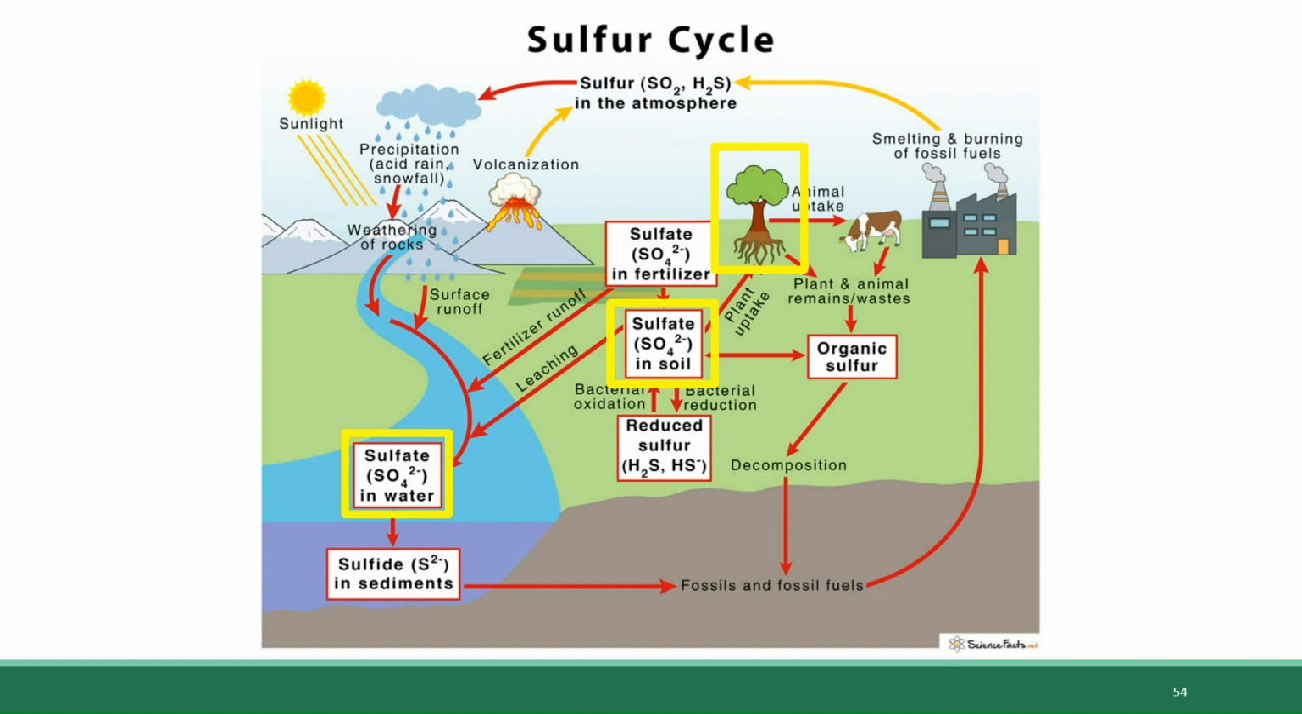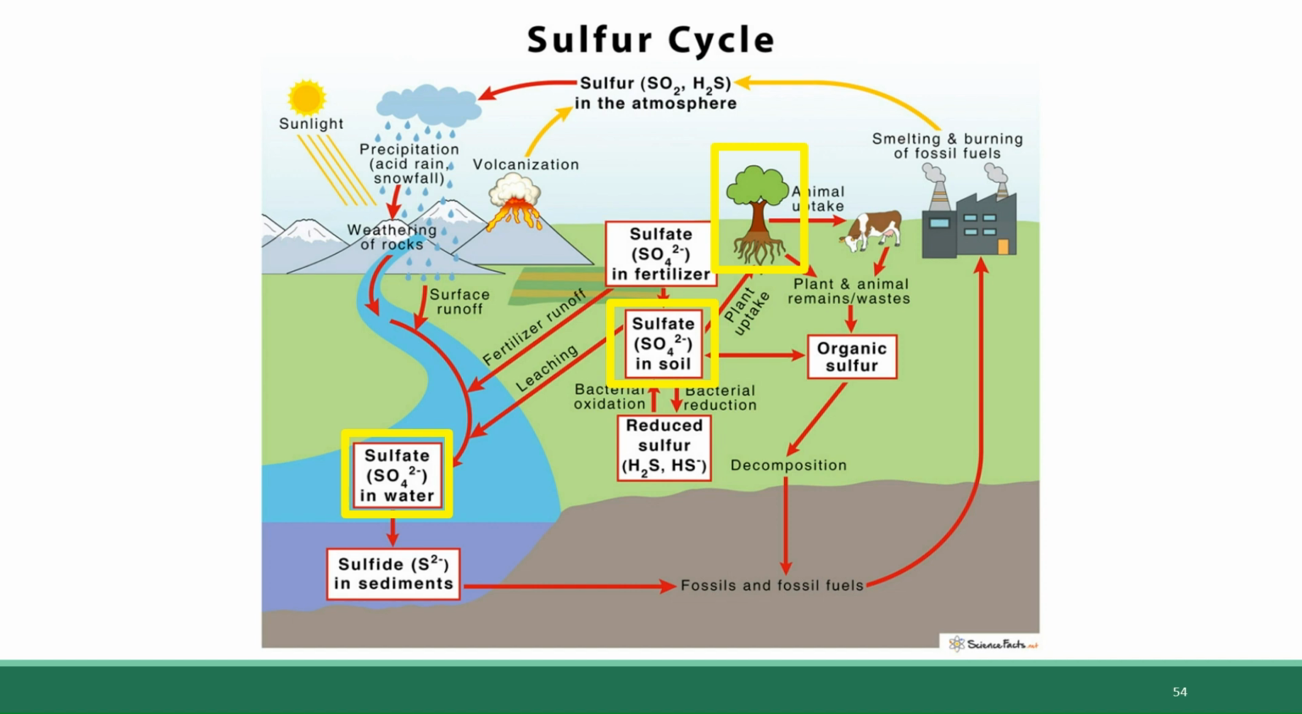Sulfate in the water and soil can be absorbed by plants and microorganisms and incorporated into their biological molecules. And then animals get their sulfur by eating those plants or other animals. So it makes its way up the food chain just like carbon and nitrogen. When those organisms die, decomposers in the soil break down their sulfur and release it back into soil and water, which is, of course, a common theme in these biogeochemical cycles.